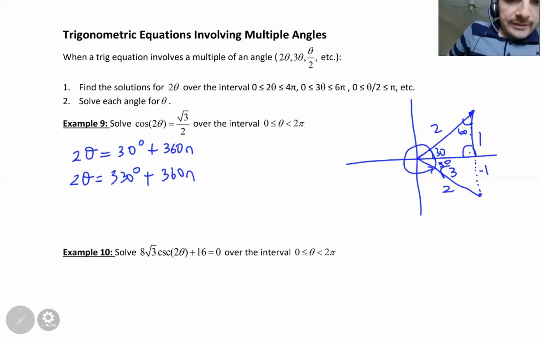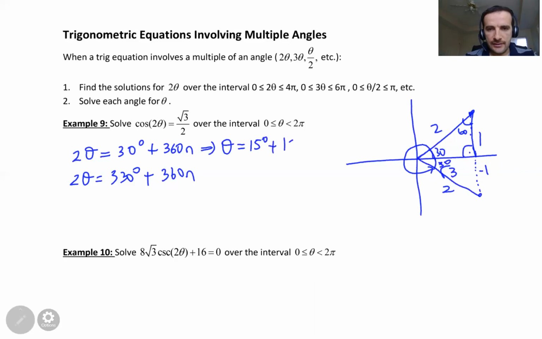Okay, all right. But remember, we need to solve these equations for theta, not for 2 theta. So let's solve these 2 equations for theta. How can I do that? Let's divide both sides by 2. So from here I get theta is equal to, dividing everything by 2, 15 degrees plus 180n. And from there I get theta is equal to, if you divide 330 by 2, 165 degrees plus 180n.